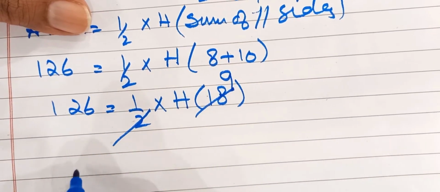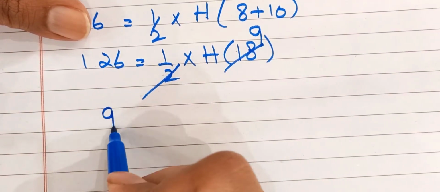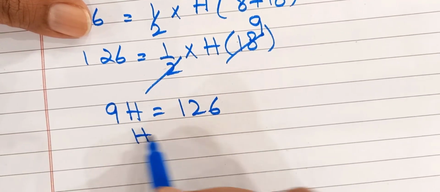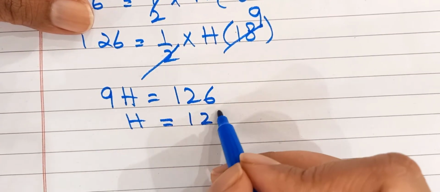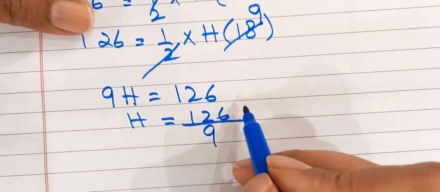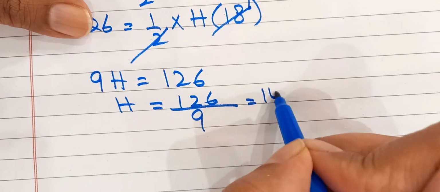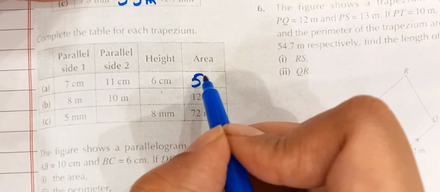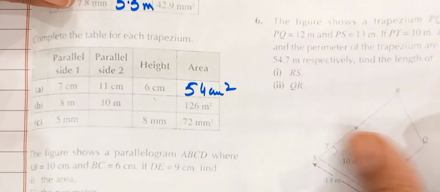As all of them are multiplying, 2 9s are 18. So I will multiply 9 with h. 9h is equal to 126, and h is equal to, I will take the 9 to the RHS and it will be reversed. It will divide, and I will be left with the answer, which is 14 meters. So the height is 14 meters. Here I am filling in the column for you. This is 44 centimeters square. It is 14 meters.